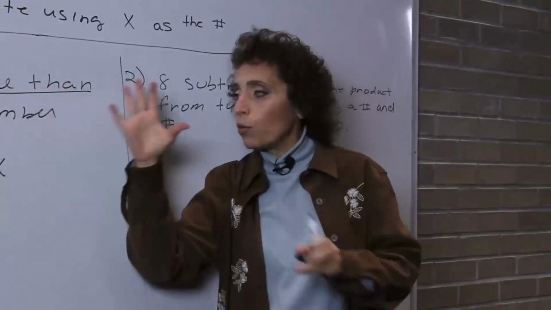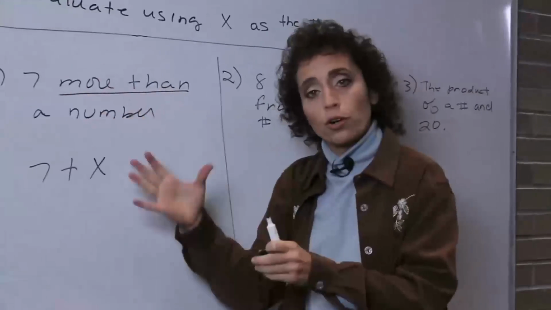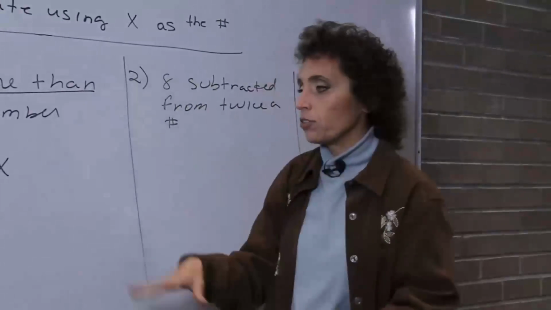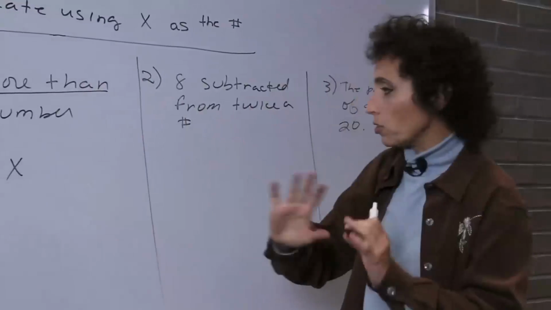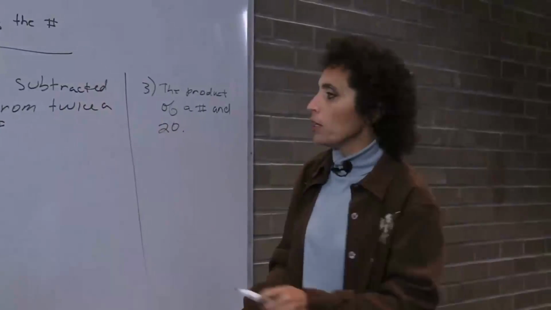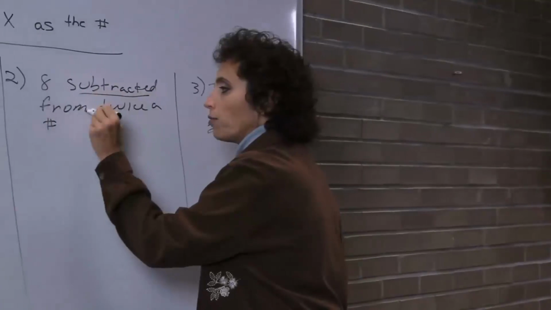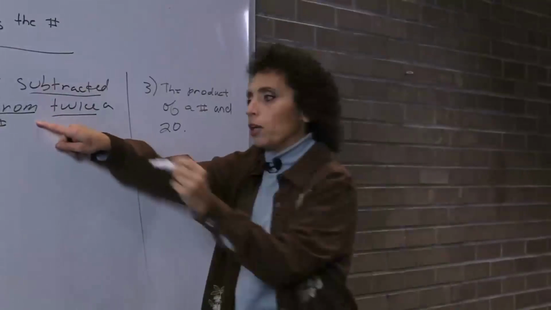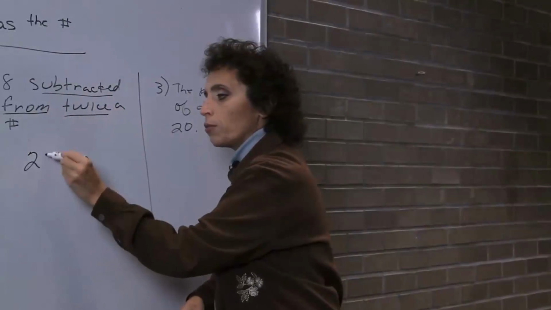However, I would really rather stay with going word for word. This way, you only change the order with the word "from" and the phrase "less than." But if you wrote x plus 7, that's definitely okay. All right, 8 subtracted from twice a number. So we have this subtracted from, and we have this twice. Remember, whatever comes after the word "from" goes first, so twice a number is 2x.